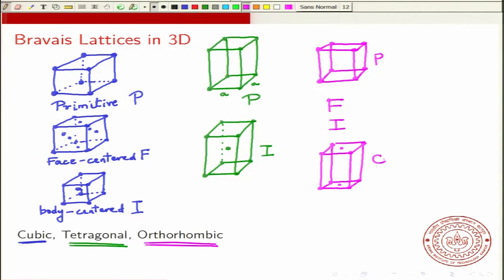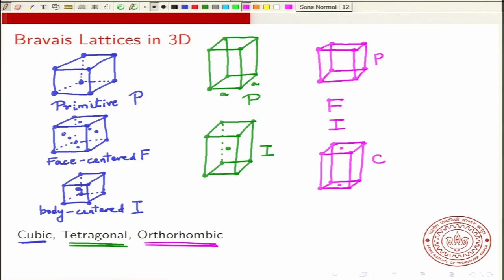Now this is there only in the case of the orthorhombic cell, and the reason is, or if you ask the question the other way, why is it not there in the case of a cubic cell? Why don't you have a C-centered cube? It turns out that you can have a C-centered cube, but it will be identical to a primitive tetragonal cell. So that's the reason you don't have a C-centered in the case of a cube, but you can have it in the case of this orthorhombic cell.